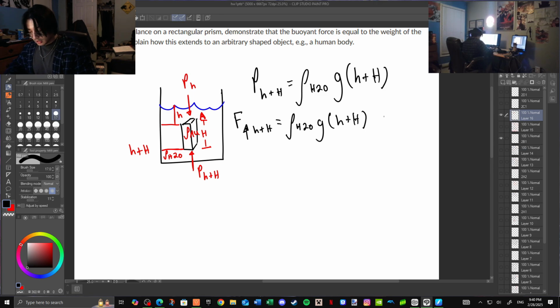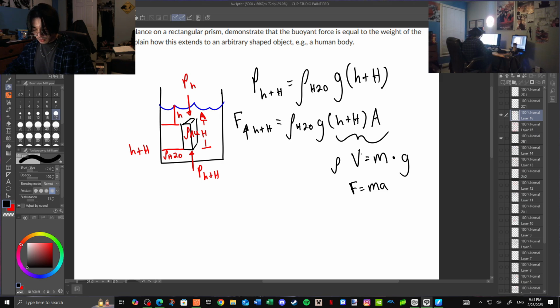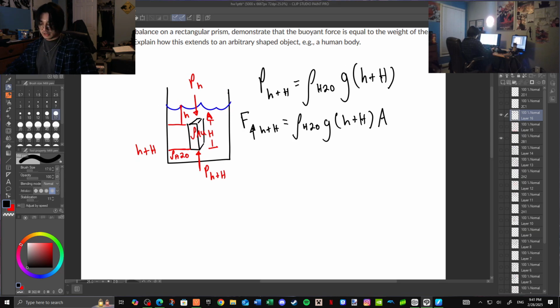And then we multiply that by area. Because h plus big H times area gives us volume, and density times volume will give us mass. We have gravity right here. We multiply the mass times gravity, and this matches the force equation, F is equal to ma. So that is how we get our upwards force acting on the figure.